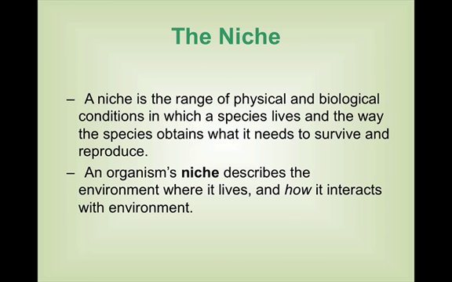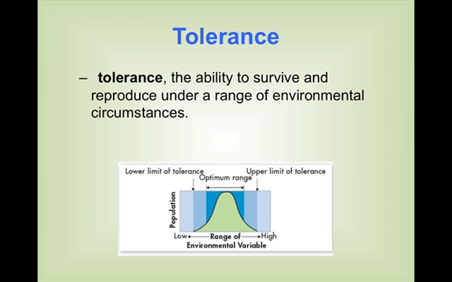In this one statement, though, we describe a lot about an organism and a lot about its interactions. And if you remember the definition of ecology, it is studying interactions between organisms. One thing you have to understand about an organism's niche is to think about the range at which it's capable of living. And that range is called tolerance, or the ability to survive and reproduce under a range of environmental circumstances.